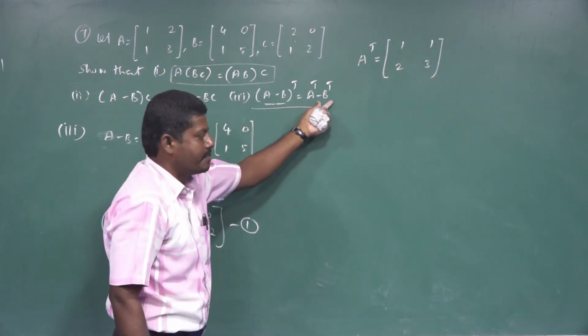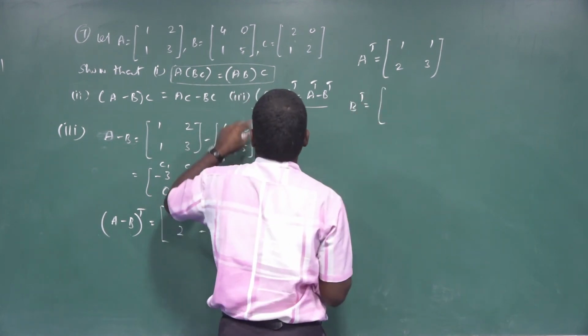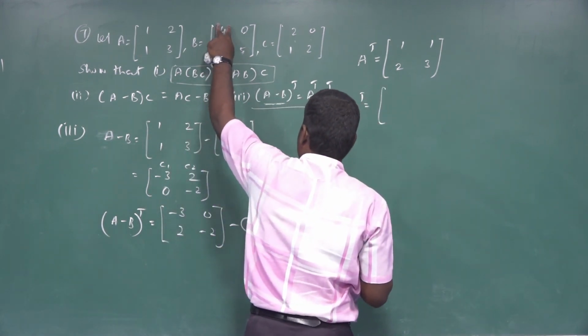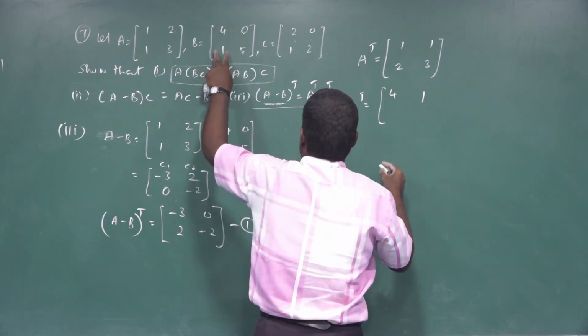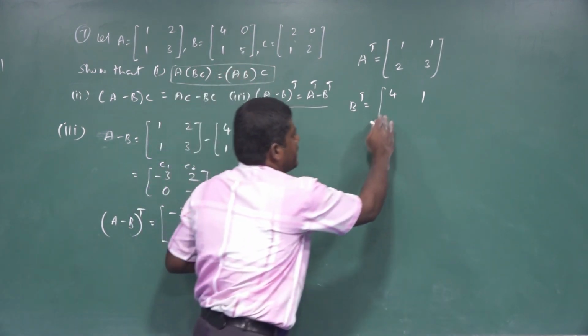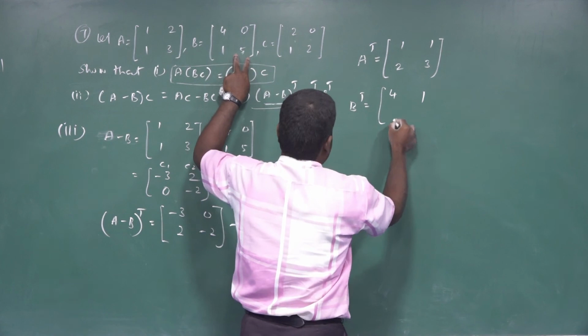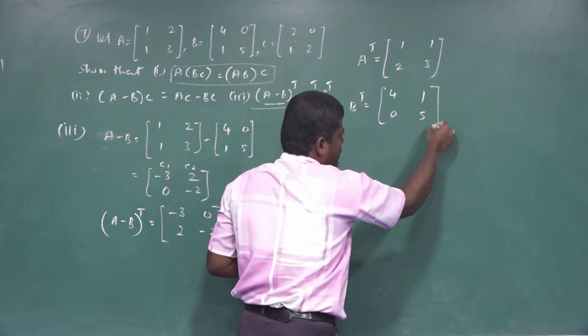Next we need B transpose also. B transpose is equal to, now we take the first column and write it in the first row: 4 and 1. Next we take the second column and write it in the second row: 0 1. So this is B transpose.